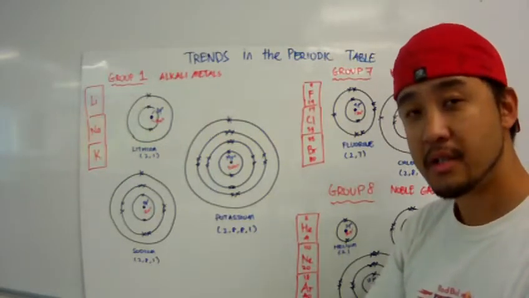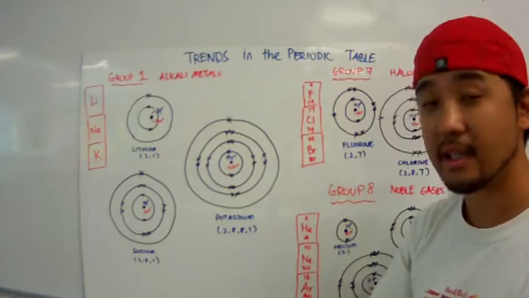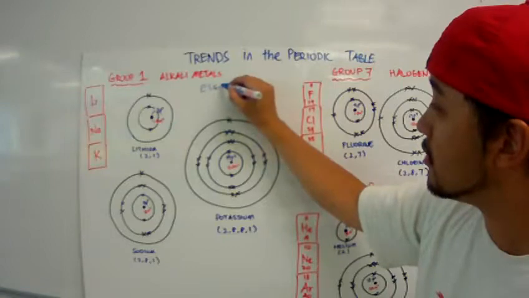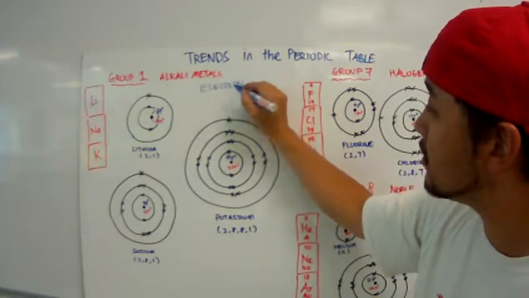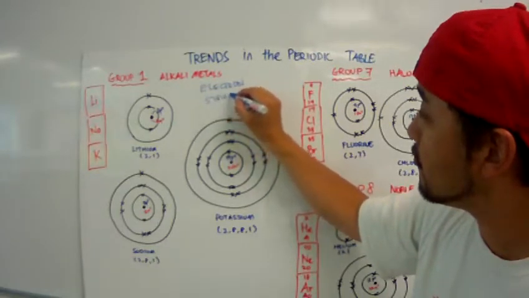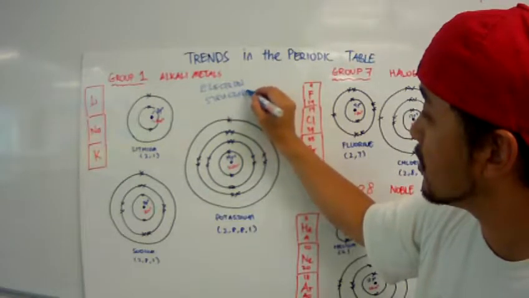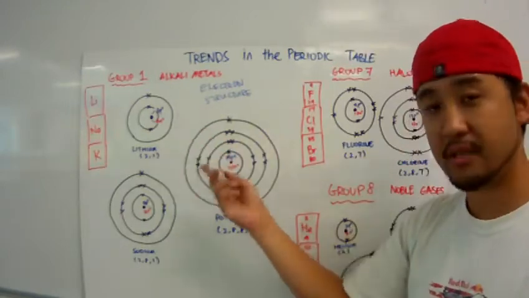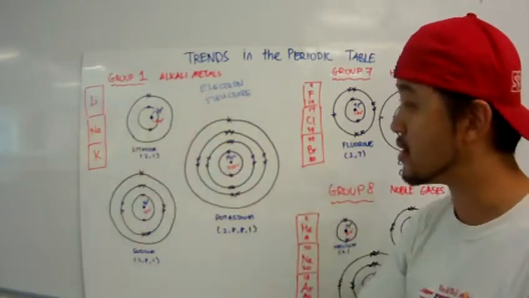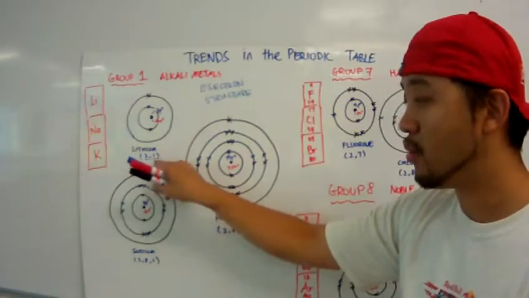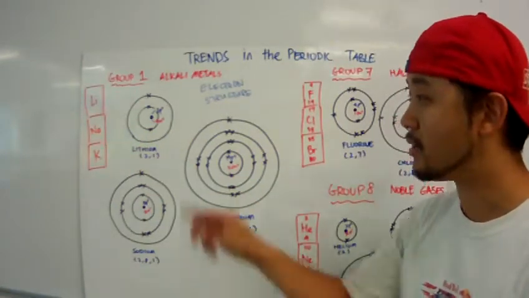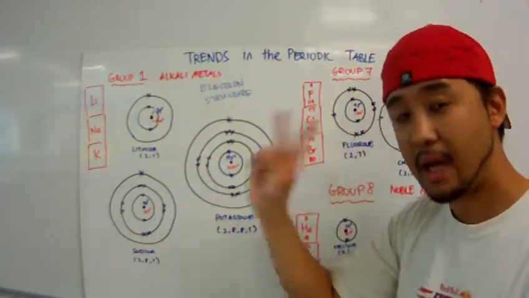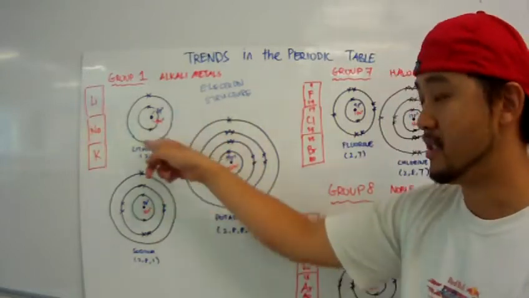And scientists also use what we call electron structure. Let me write that down right here. Electron structure, to describe the structure of the electrons surrounding the nucleus. So 2,1 indicates that there are 2 electrons on the first shell and 1 electron on the outer shell, the second shell. And it's drawn like that.